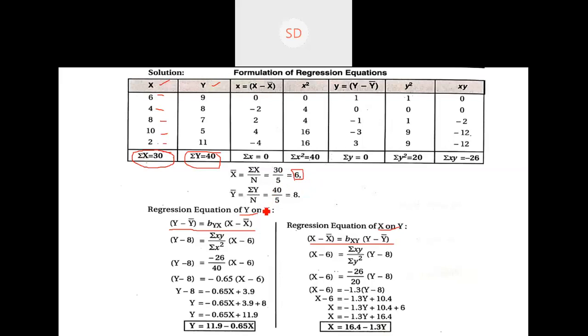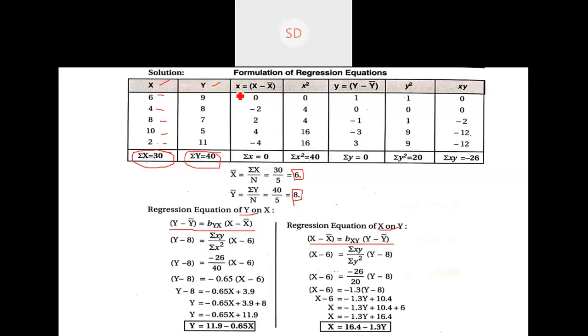Next, going on further, y bar, that is again for the series of y. The total of y is 40. So 40 divided by 5 will give us 8. So y bar is 8. Now since we know x bar and y bar, let us find the deviations from the actual mean.